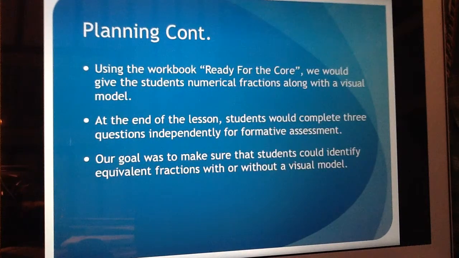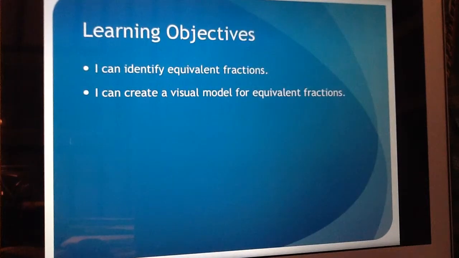Using the workbook Ready for the Core, we will give the students numerical fractions along with a visual model. At the end of the lesson, students would complete 3 questions independently for formative assessment. Our goal was to make sure that the students could identify equivalent fractions with or without a visual model. The learning objectives for this lesson were: I can identify equivalent fractions and I can create a visual model for equivalent fractions.